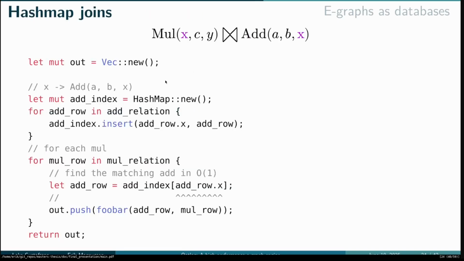When we want to care about performance, we introduce indexes. So in the add relation, we create a map. So for a given x, we can find the entire row. So when we iterate through all of our multiplications, we can just immediately find the correct add.